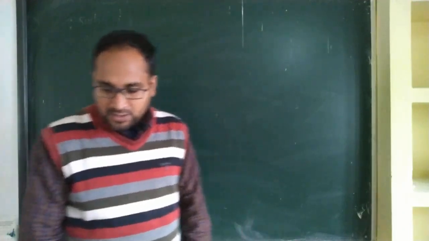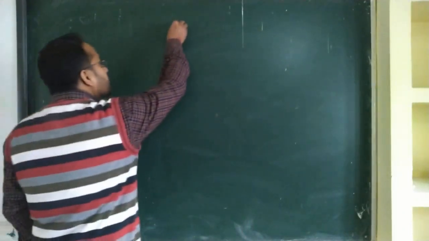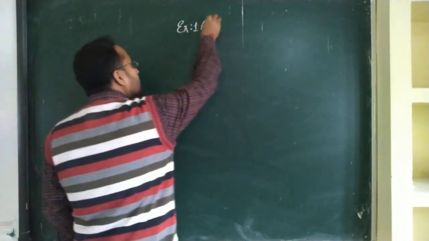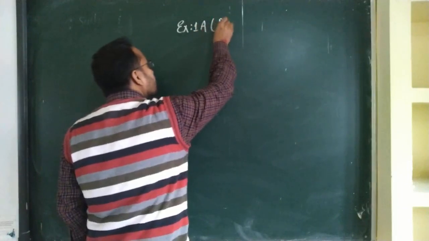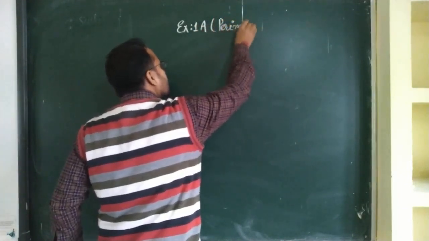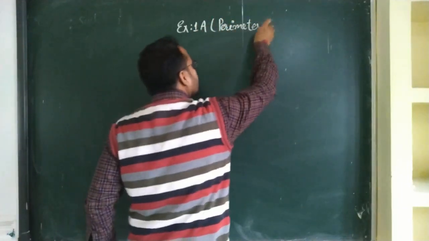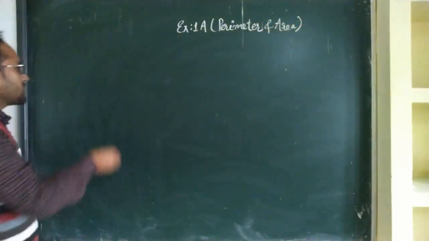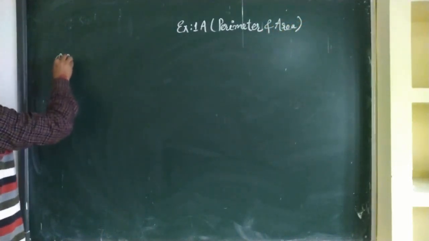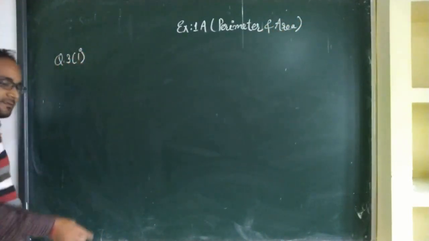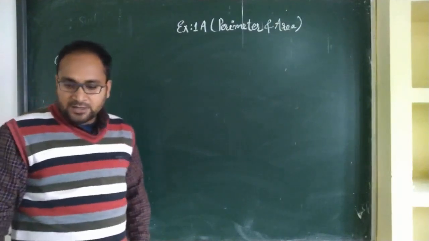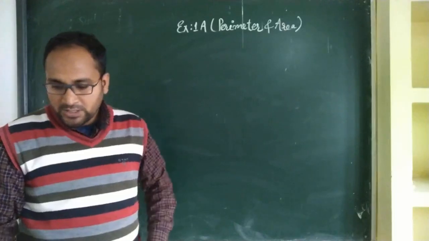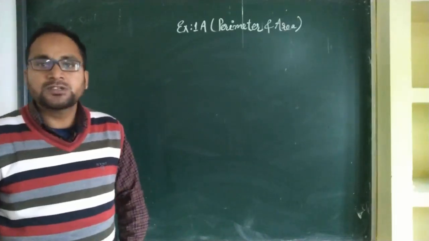Now see question number third, first part, Exercise 1A, Perimeter and area. A rectangular field is 30 meter long and 25 meter broad. What is the length of the wall which will enclose it?